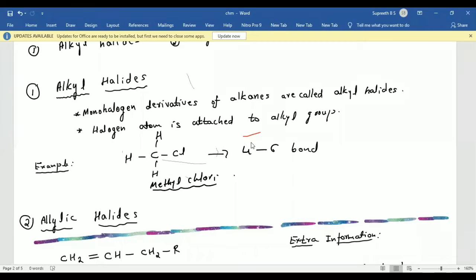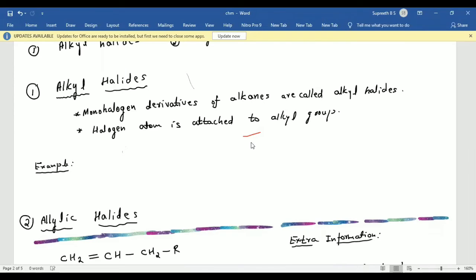A simple example is enough. No need to expand. Suppose they ask for 2 marks, no need to expand the structures, just the example. Just write the formula. First one, you can take the example of CH3Cl, or you can take C2H5Cl. This one is methyl chloride, this one is ethyl chloride.